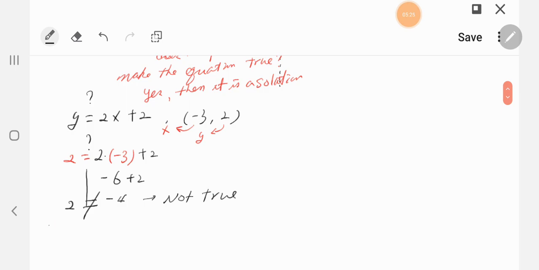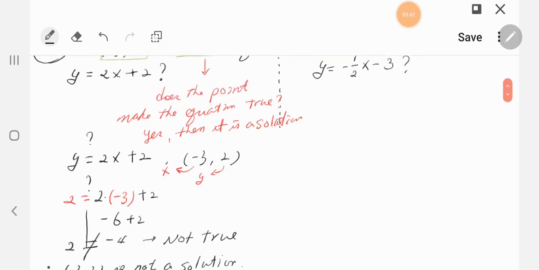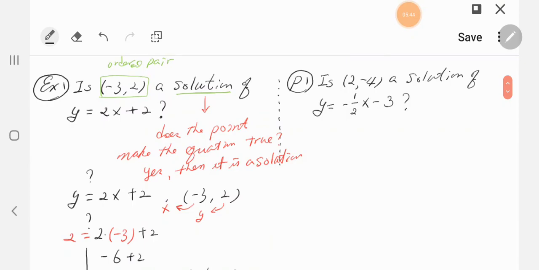Therefore, we can say that this means therefore, negative 2, 3 is not a solution of the equation. Okay? Solution means, plug in the number, then the equation is true. Then that's the solution. Okay, let's try problem 1.